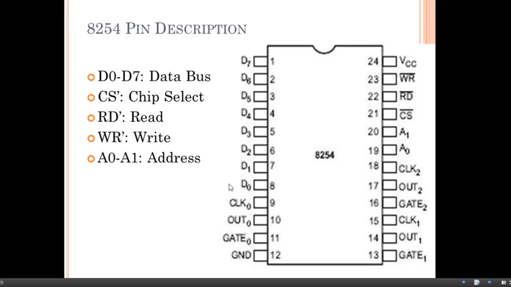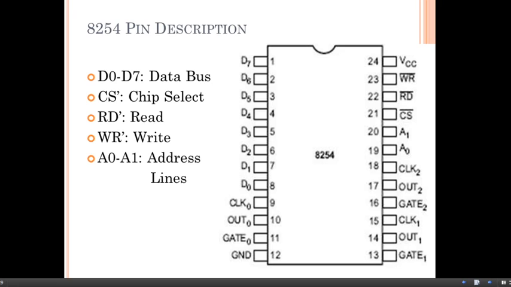Next are A0 and A1, that is pin number 19 and 20. These are the address lines. These are input address lines used to distinguish the different parts of 8254, such as counters. There are 3 counters, so we can distinguish counter 0, counter 1 and counter 2, as well as the control word register. If the status on these 2 pins A0 and A1 is 00, at that time counter 0 gets selected.